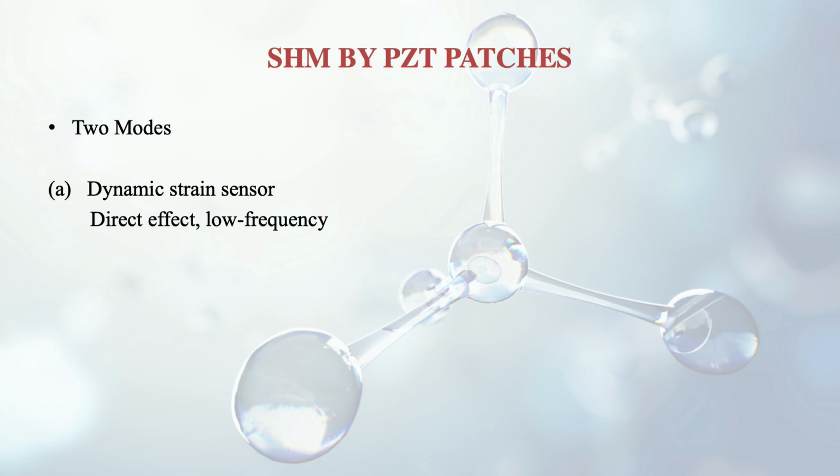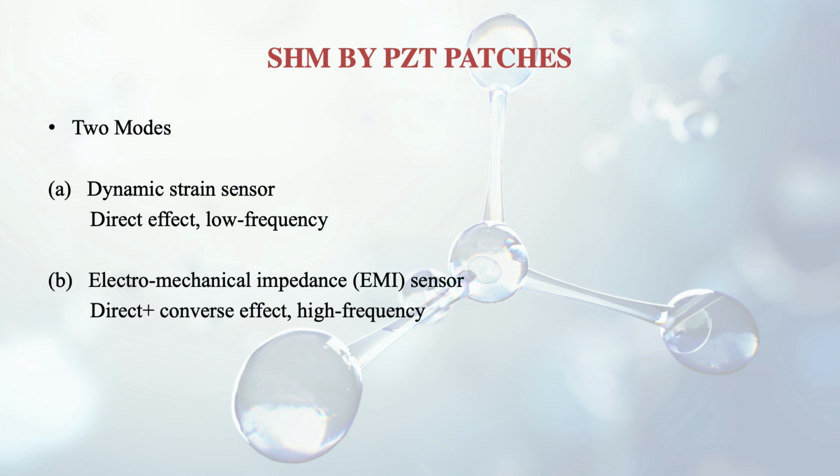So when we talk of structural health monitoring by means of piezoelectric elements, and in specific by PZT or lead zirconate titanate, which is the most widely used piezoelectric material, then there are 2 modes. One is as a dynamic strain sensor. This uses the direct effect and it operates under low frequencies. The other is the electromechanical impedance technique based sensor. This uses both the direct and converse effects and it typically operates at high frequencies. So direct effect means just for sensing, converse effect means for actuation. Direct and converse effects together mean that we use both for sensing and actuation.